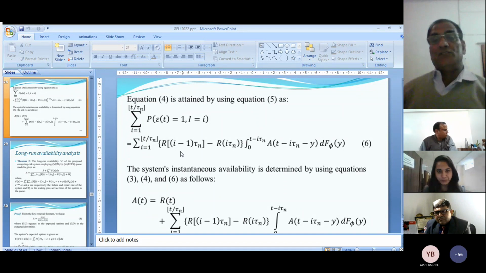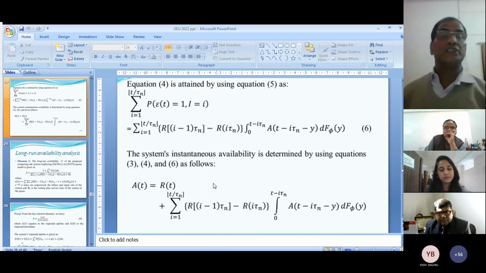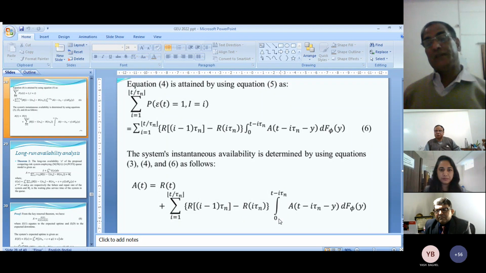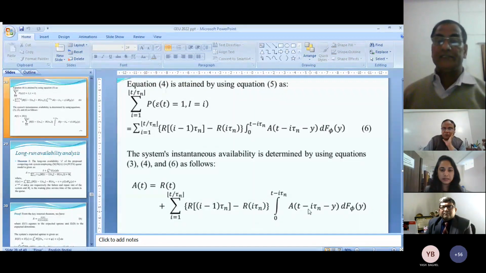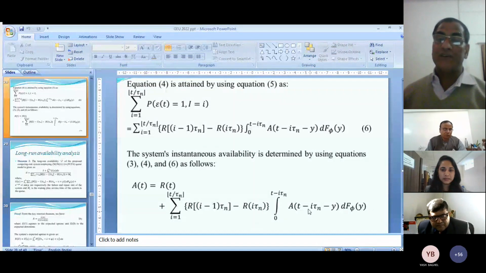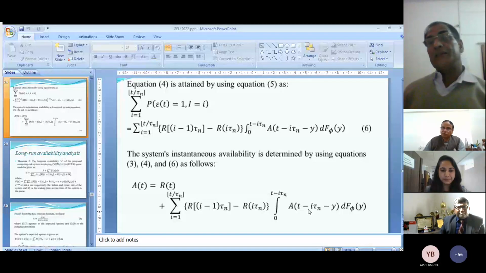Now, the system's instantaneous availability, with the help of all these equations, I mean equations 3, 4, and 6, putting them down in that equation, we can get the value of the availability of the system like R(t) plus this into the integral from 0 to t of the sum over i of tau_n, A(t minus i tau_n minus y) dy.